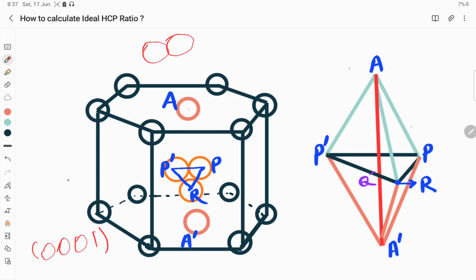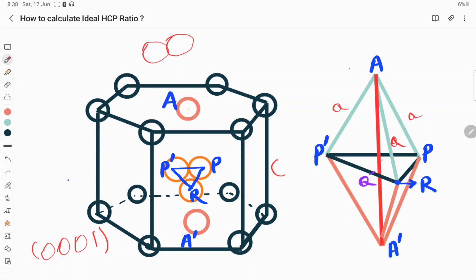The distance AP is a, AR is also a, and the distance AP dash is also a. All the distances P dash R, PR, P dash P, and P dash A dash are also a due to symmetry. And the distance AA dash is c.